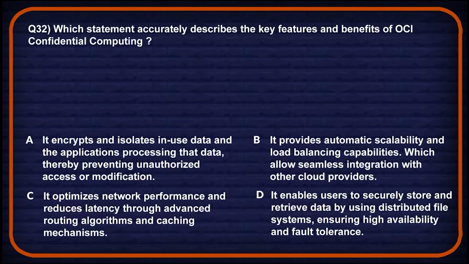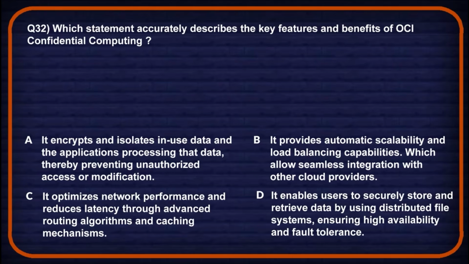Okay, let's look into question number 32. Which statement accurately describes the key feature and benefits of OCI confidential computing? Okay, let's look into the options. Option E, encrypting and isolating in use data and the application processing the data, thereby preventing unauthorized access or modification. Confidential computing protects in-use data by encrypting and isolating it during processing and it prevents unauthorized access.